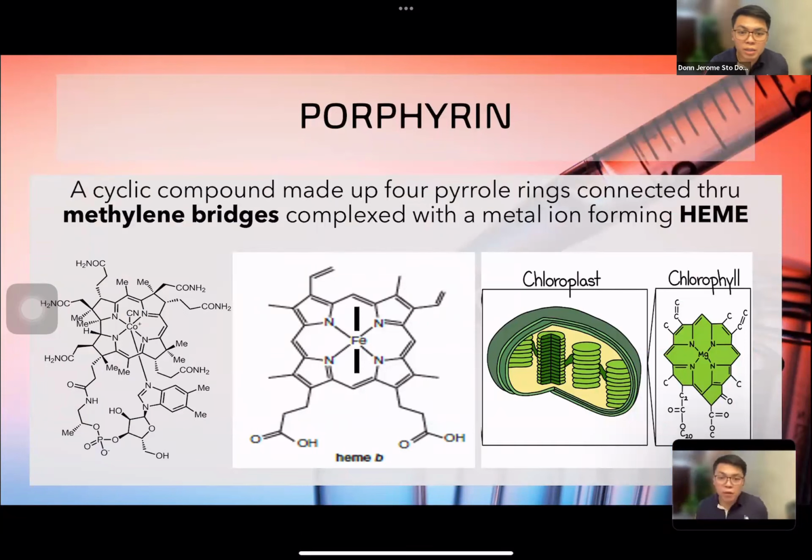So porphyrin is a cyclic compound. It's a circular structure made up of 4 pyrrole rings. They are connected by methylene bridges, complexed with a metal ion. And in the case of heme, it's complexed with iron. Okay?